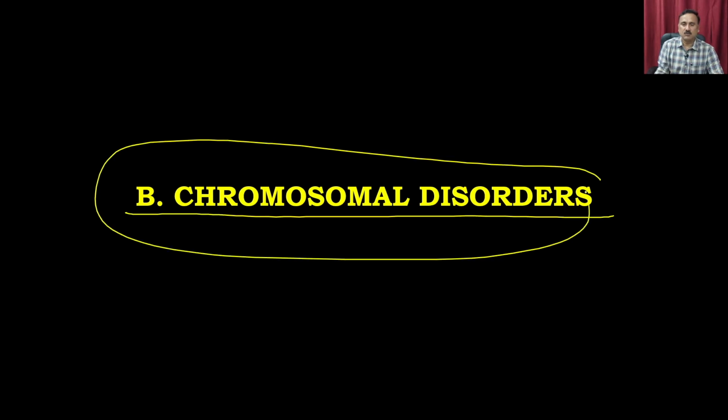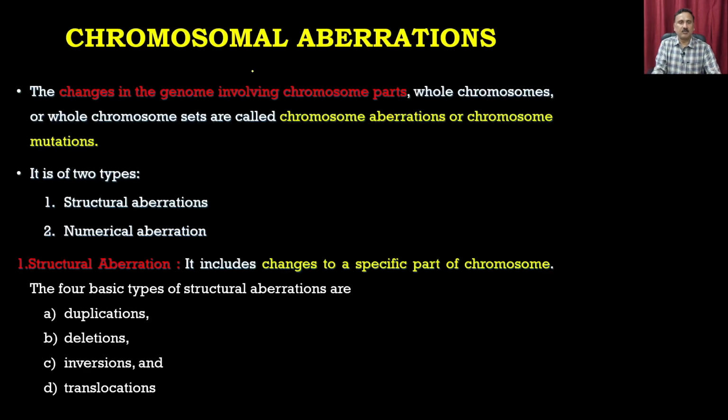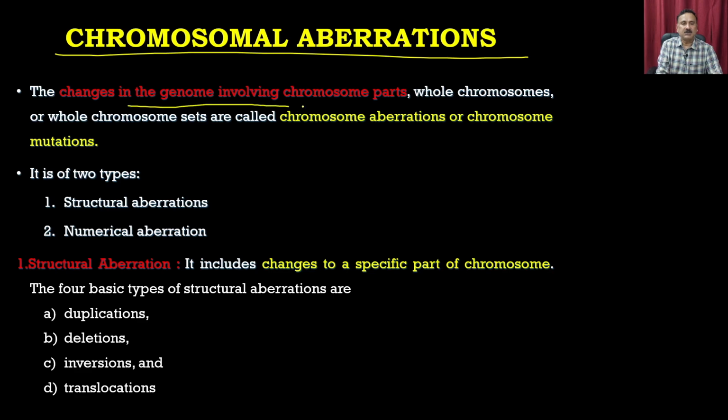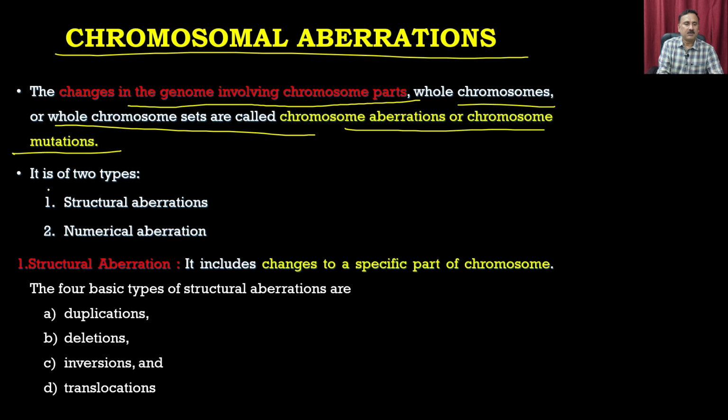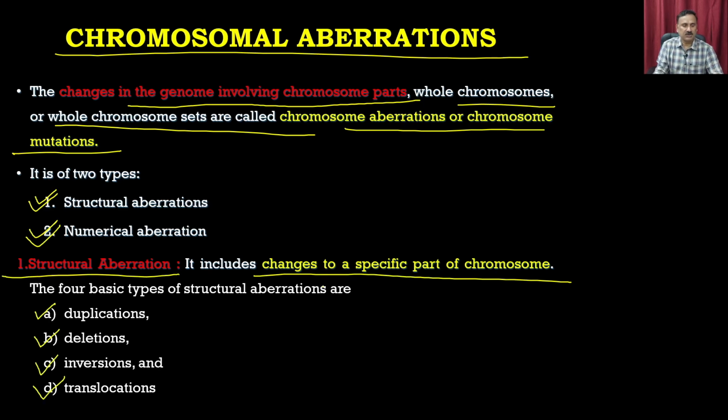Then the second series of genetic disorders is where you have a problem at the chromosome level, right? So chromosomal aberrations are changes in the genome involving part of a chromosome or whole chromosomes that are altered. So chromosomal aberrations, or chromosome mutations, are of two types: structural alterations or numerical alterations. In the structural alterations, there is a change in a specific part of the chromosome. It could be duplications, deletions, inversions, or translocations.